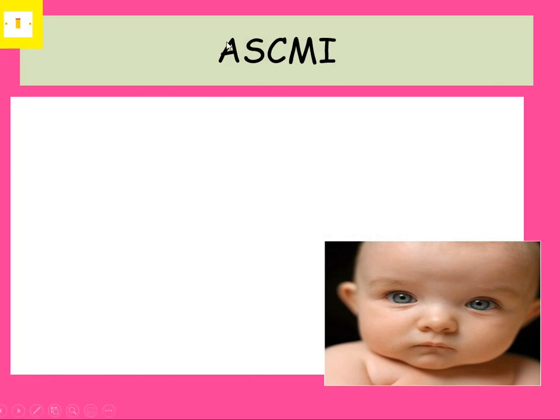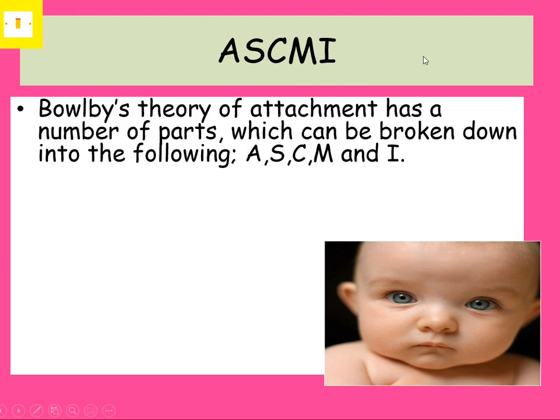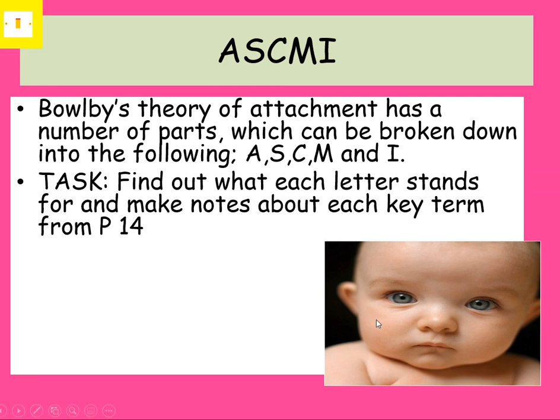Okay, so I've used these for a few years now. If you want to add them into your booklet, you can do, but it's just a way of remembering something. So some kind of mnemonic to help you to remember these stages or these parts of the theory. So it's broken down into a couple of parts. And what I would want you to do is have a look on page 14 in your textbook for evolutionary theory, if you've got that, and find out what each of these letters stand for and make notes about each key term. So what do they actually mean?